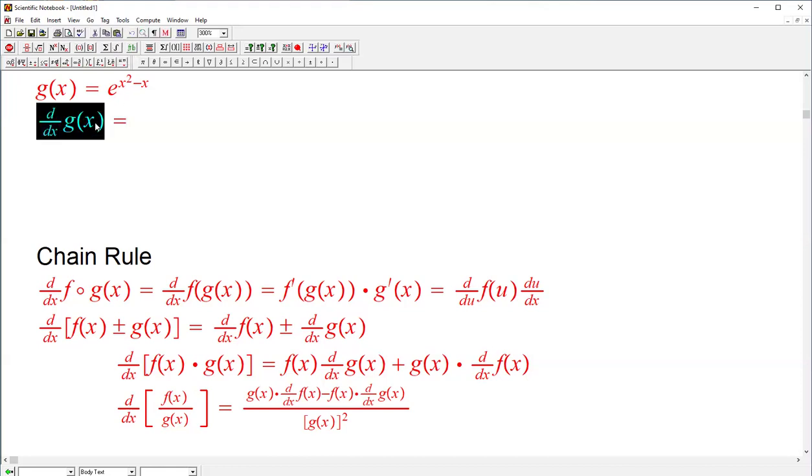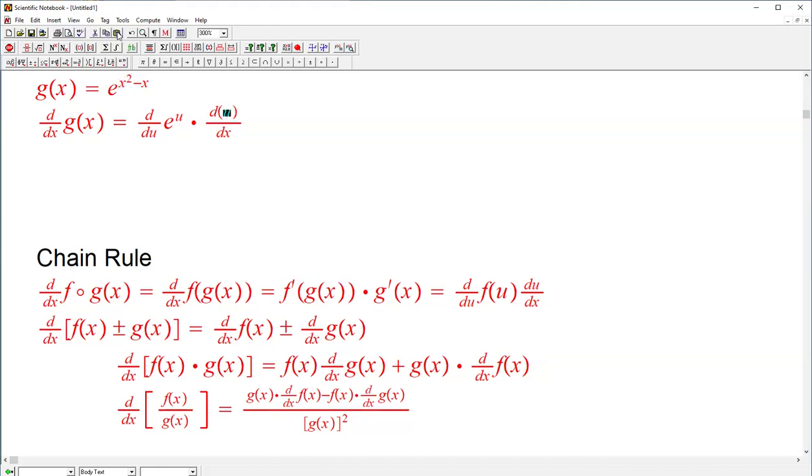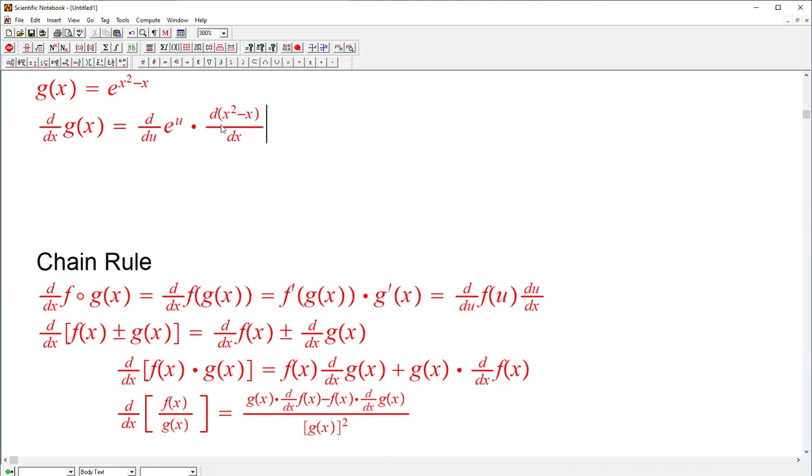And that will be equal to the derivative of e to the power u with respect to x. We're going to call the whole exponent u, so we have e to the power u, and multiply by the derivative, du, so here we change it to du, divided by du, multiplied by du/dx. And of course, u is x squared minus x. There you go. So that's the application of the chain rule.